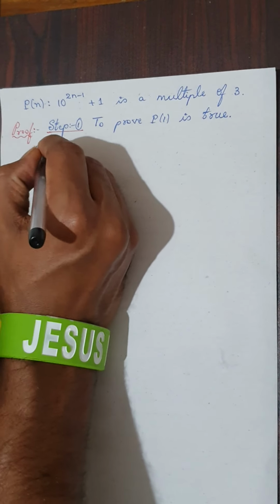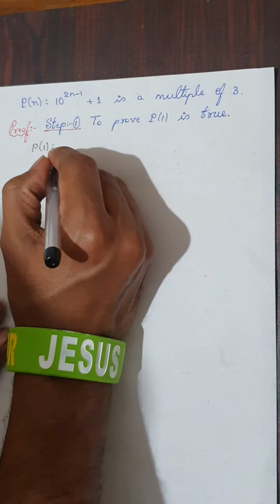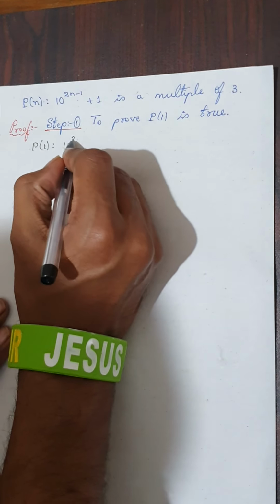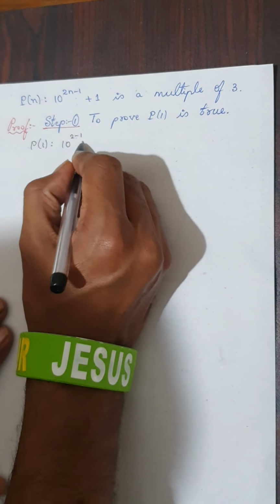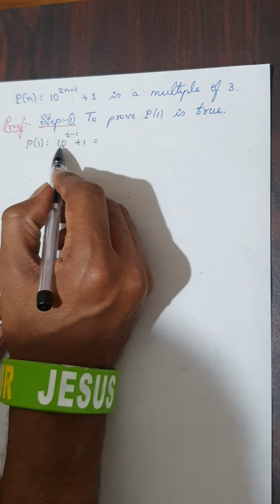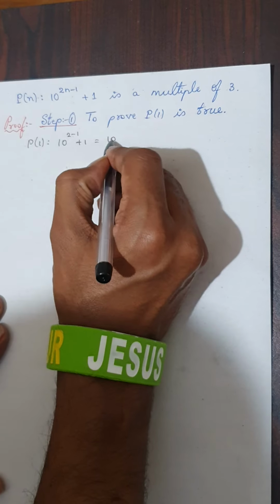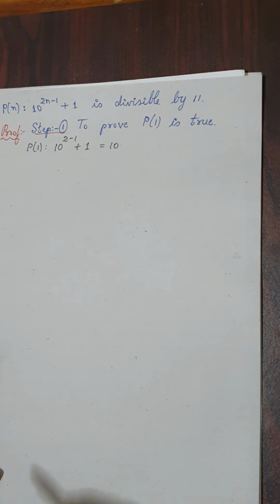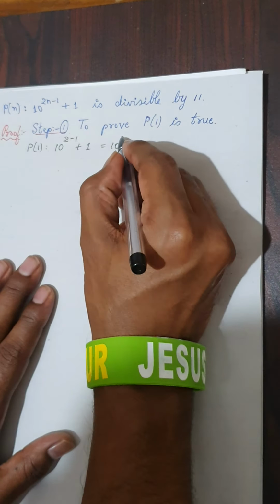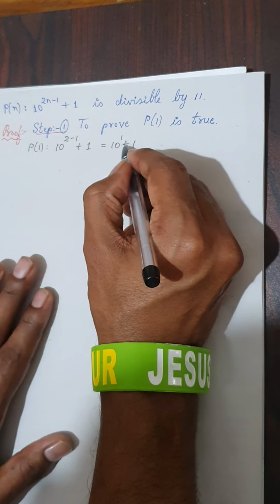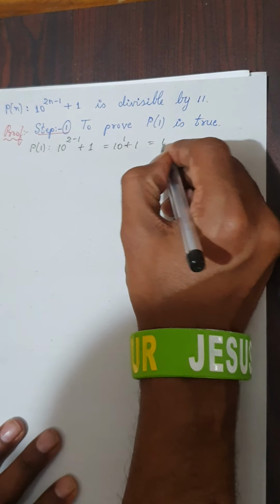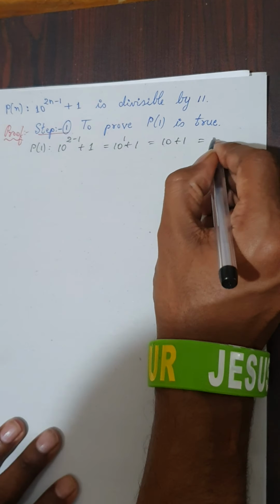So let's solve. What is actually p of 1? P of 1 is nothing but 10 power, let me put n equal to 1, so it is 10 power 2 minus 1, plus 1. What is 10 power 2 minus 1? It is 10 power 1, isn't it? So this is nothing but 10 power 1, which is 10, plus 1, which is nothing but 11.